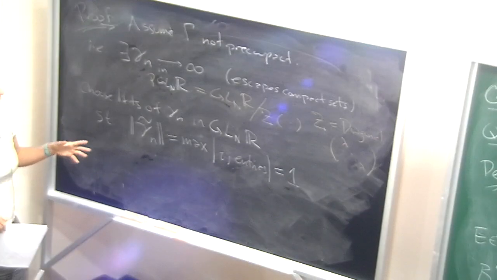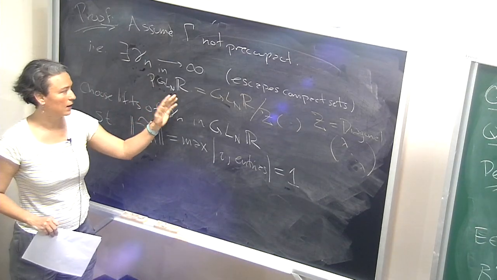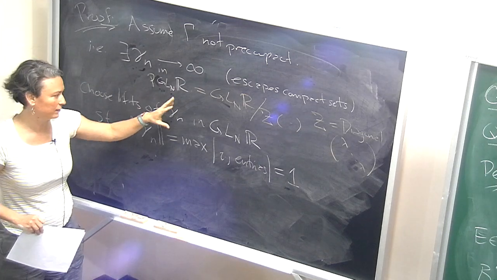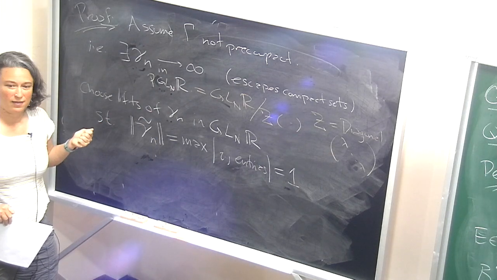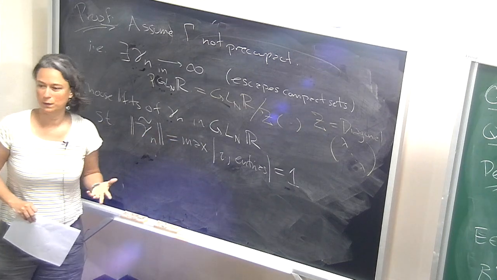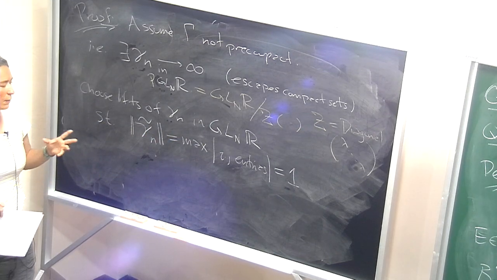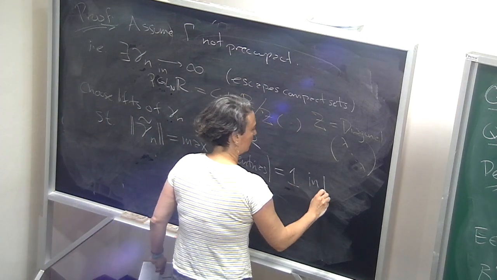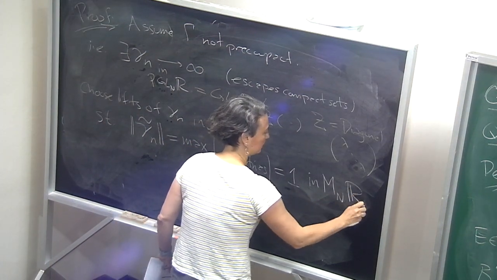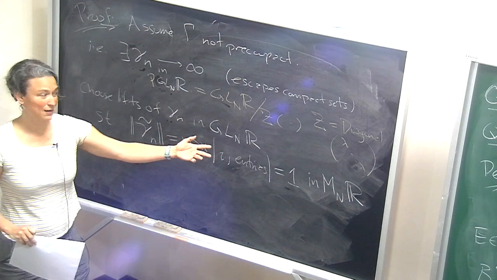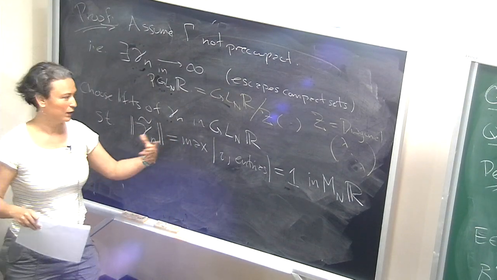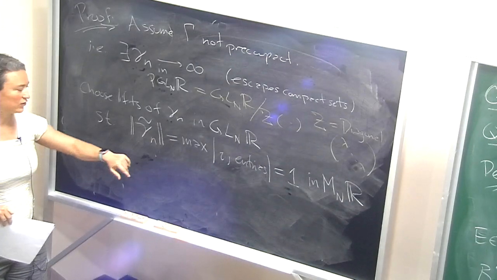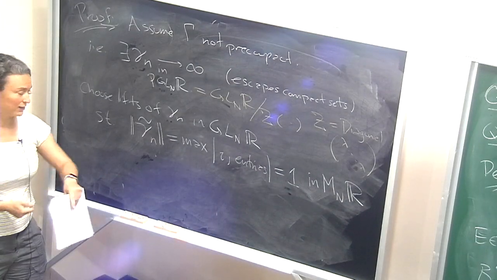So I have this projective matrix in PGL_N(R). I'm going to find a lift that has this norm equal to 1. And why do I want to do that? Because this is in the n by n matrices, where I have a norm, and the unit ball is compact. So this is going to allow me to extract a convergent subsequence.